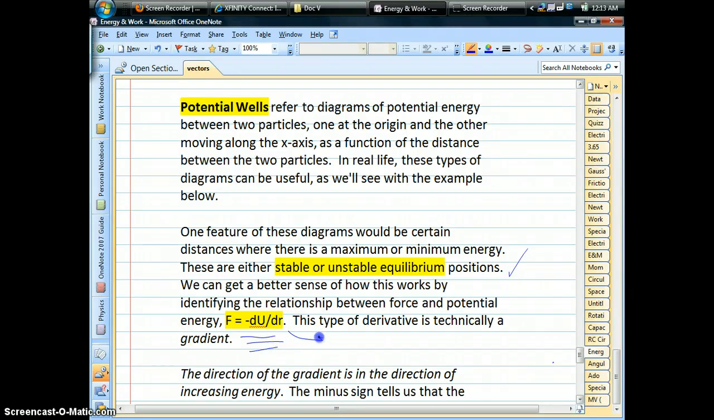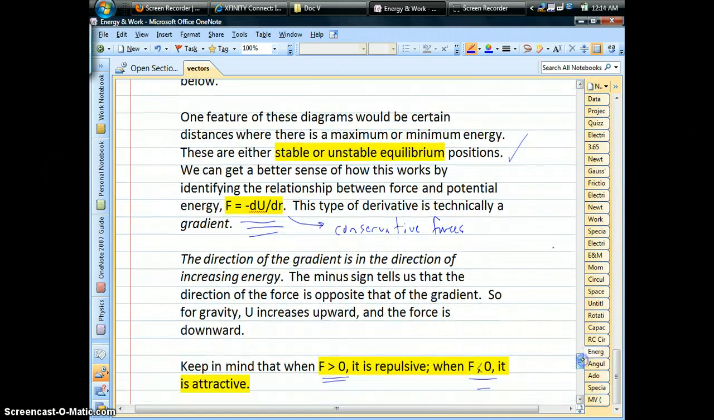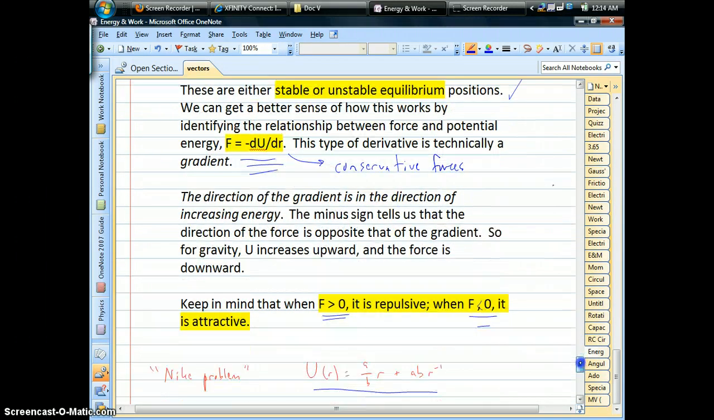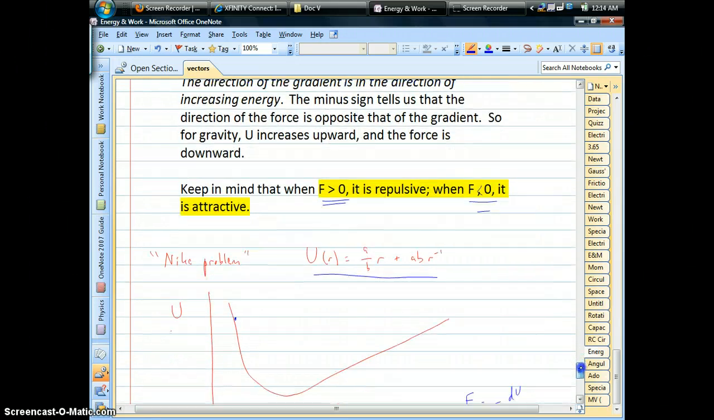Now forces that follow this relationship are what we call conservative forces. This is true for gravity, electrical forces, elastic forces like springs, rubber bands. It is not true for friction. Those are called non-conservative forces. Okay, and the minus sign in there has to do more with direction than anything. Okay, but it's probably best just to hit the example.